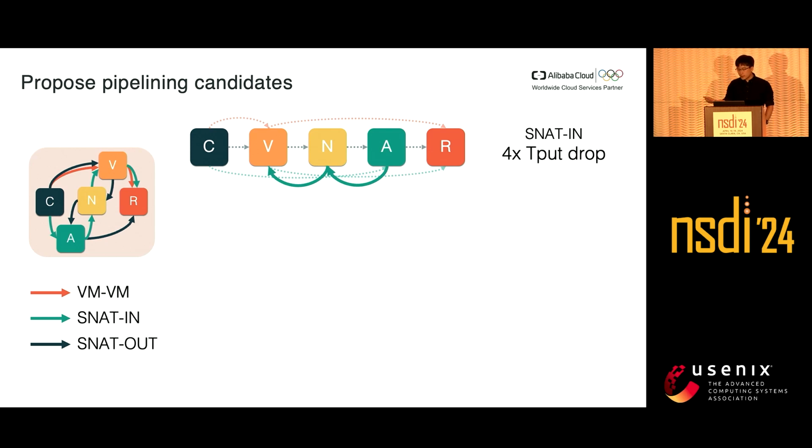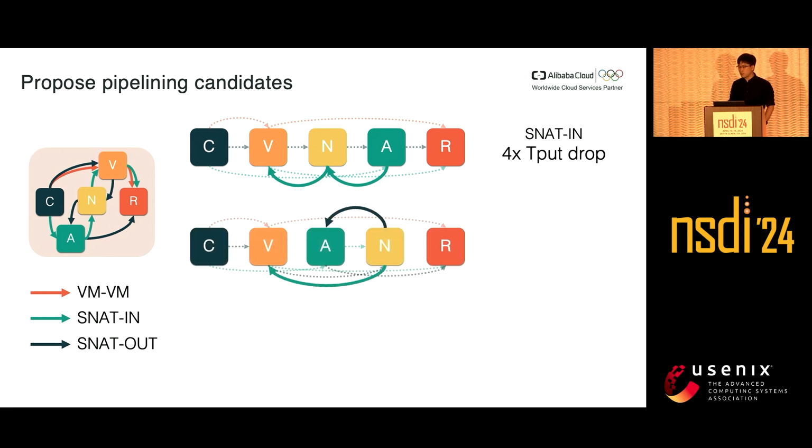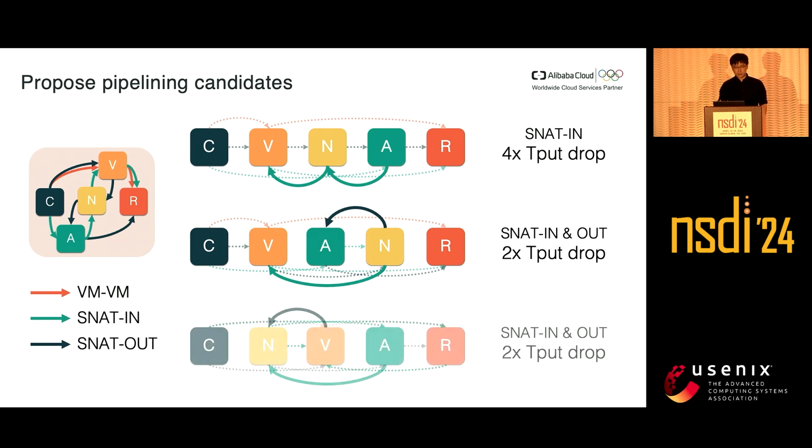A better way might be to just reorder the NAT function and ACL function. In here, we can see that only the SNAT out traffic and the SNAT in traffic each have 1 recirculation. That means both of the traffic have a 2x performance drop rather than the previous one, 4x. Another way may be to just reorder the NAT table and VXLAN table, which similarly will cause a 2 times performance drop.